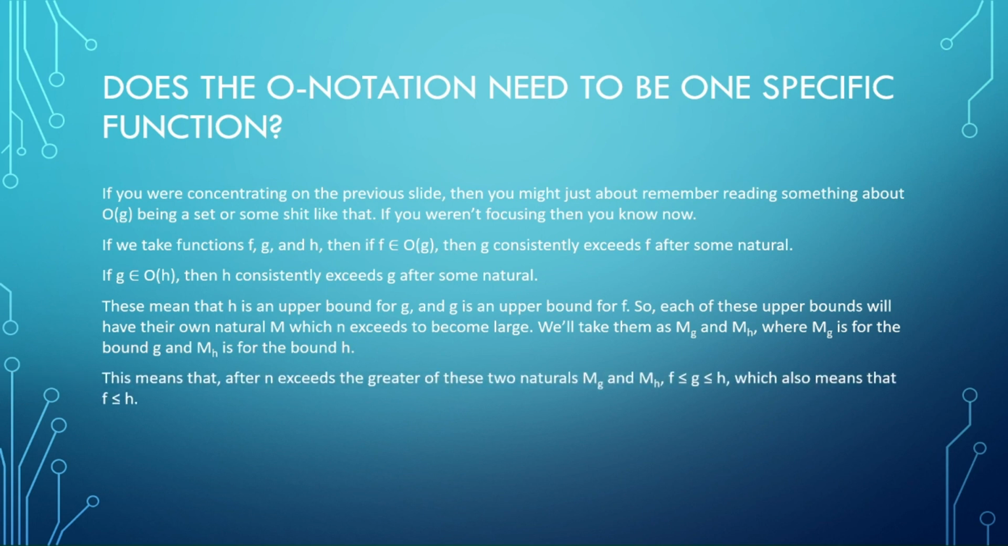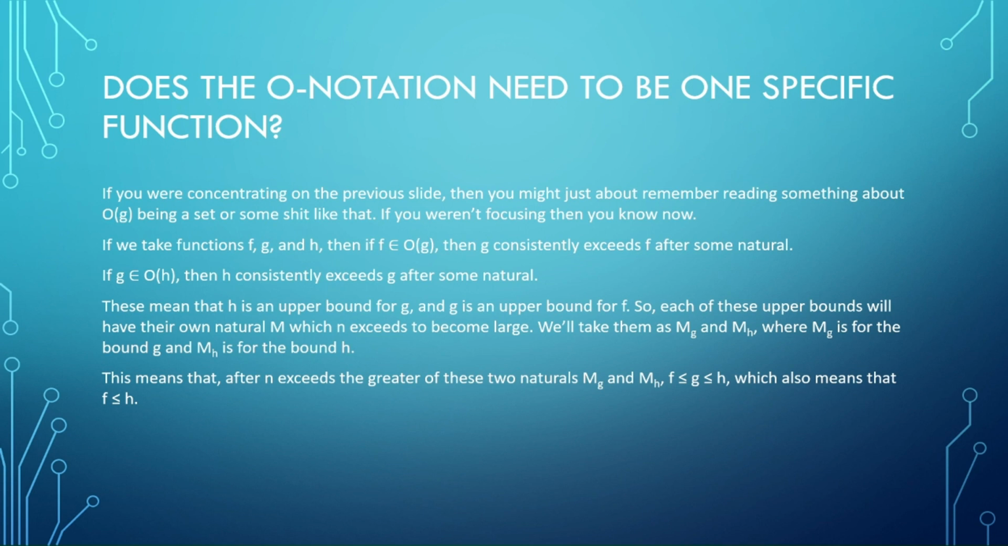So this means that after n exceeds the greater of these two naturals, mg and mh, f must be less than or equal to g, which must be less than or equal to h, which also means, using the inequality, that f must be less than or equal to h. So if n has only exceeded one of the two naturals, then of course the inequality might not hold. But if we're saying f is less than or equal to h, then that should have its own value of m. So its own value of the boundary between small and large values of n.